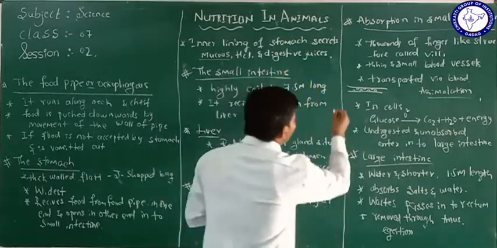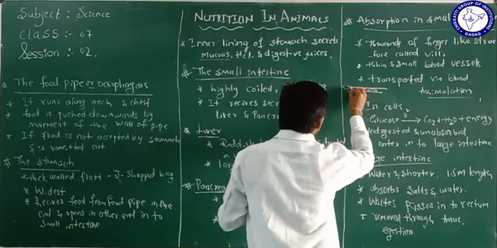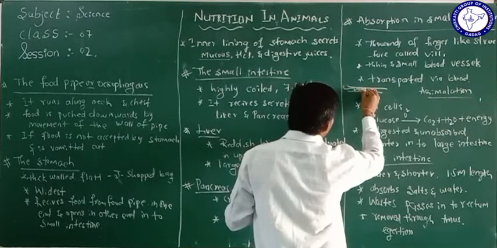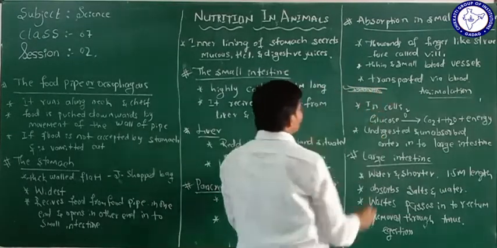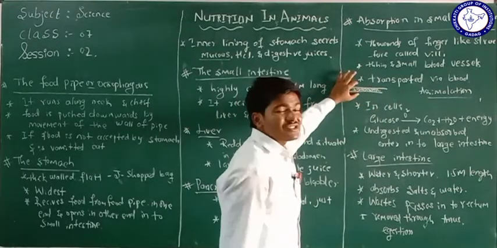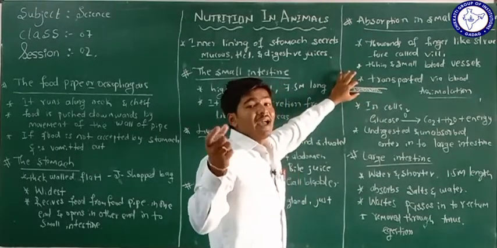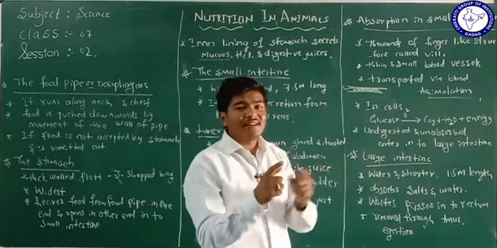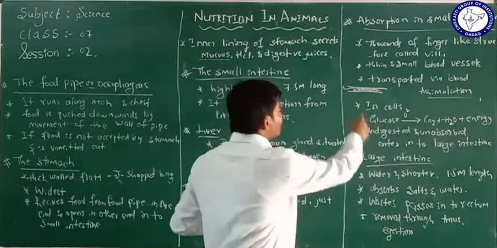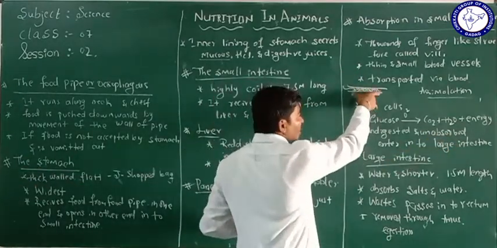In the small intestine, small finger-like structures are present. So when the food enters here, it will go like this, isn't it? It will go like this. These finger-like structures are called villi, and these villi increase the surface area for absorption of the food material in the small intestine.